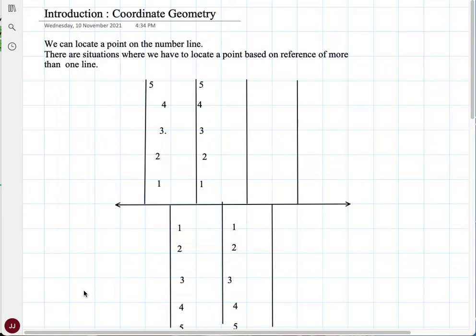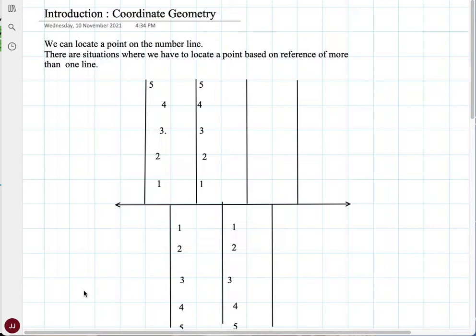We're going to look into a new chapter, coordinate geometry. So we have already seen how to locate a point on a number line, isn't it? So we have a line, we have the different points, and we'll be able to locate a particular point on the given number line.